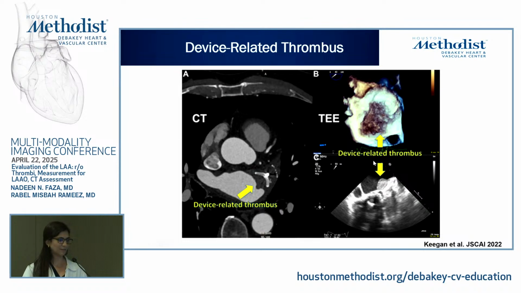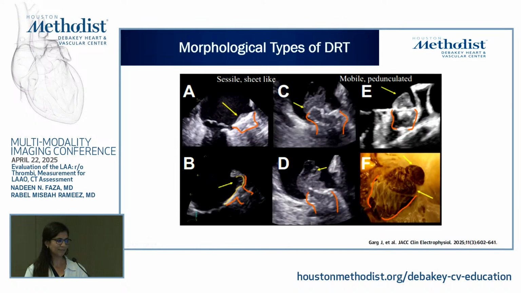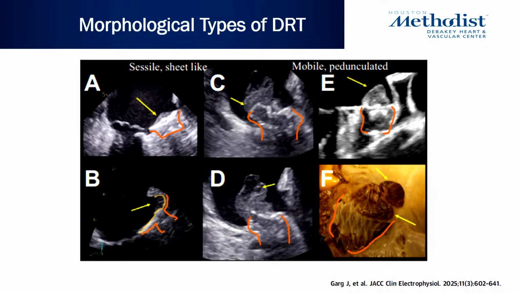And these are examples of device-related thrombi. This is by 2D TE and 3D TE and CT, which Dr. Rameez will discuss further. And they have different morphologies. This is actually a very nice review that was just published in JACC EP, discussing left atrial appendage occlusion, has very nice images and figures, and shows different morphologies of device-related thrombi. In the Amulet devices, they tend to be sheet-like, versus in Watchman cases, they're more dramatic, pedunculated and mobile. And this is an intra-op picture of a thrombus.